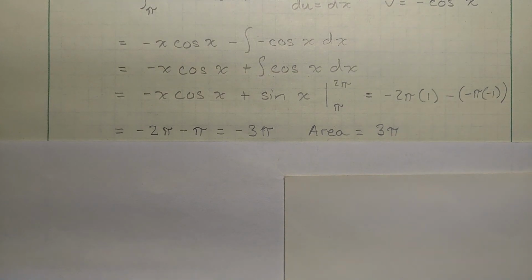So in this situation, they actually wanted the area. So the area would be a positive value, it would be 3 pi. We get negative value for our integral because it was below the x-axis in that context there.